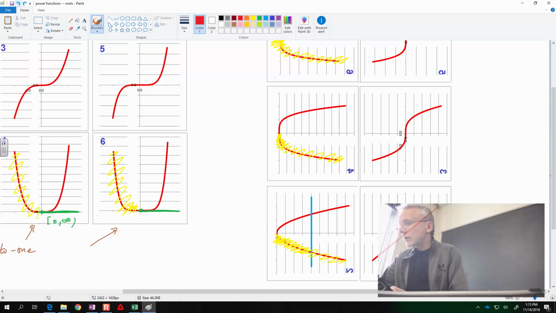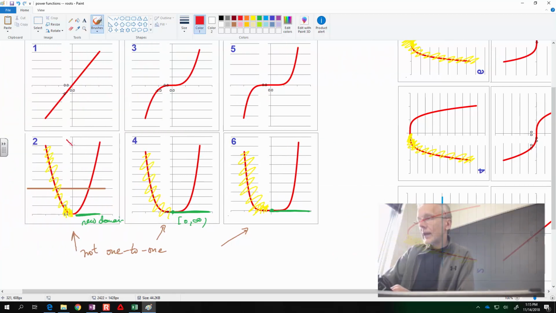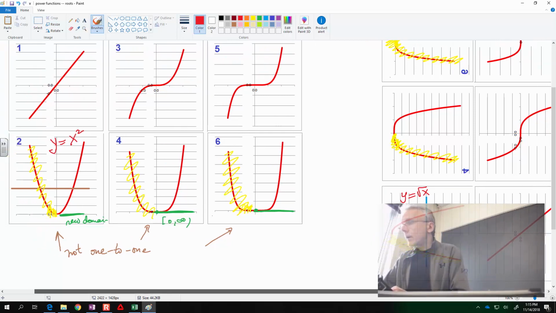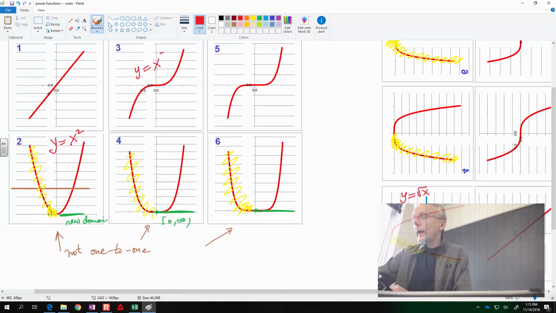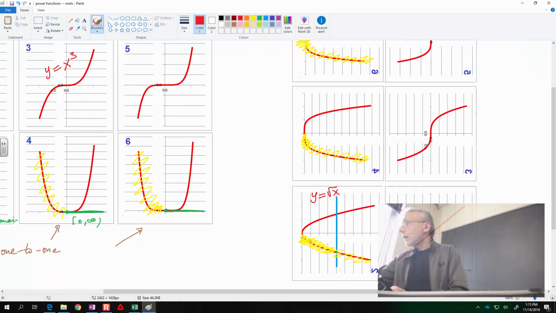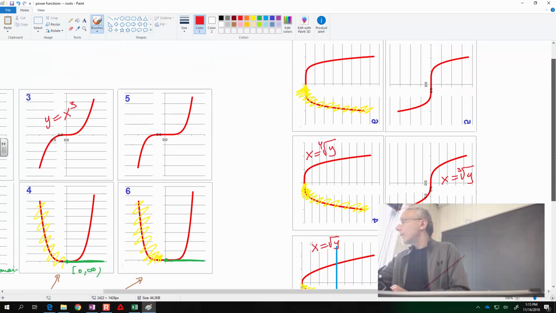Let me mark this. So if this is y equals x squared, then over here I have y equals square root of x. If over here I have y equals x cubed, then over there I have, I did it again. The x's and y's are appropriately written. So this is x equals square root of y, and this is x equals cubic root of y, and this is x equals fourth root of y, and so on, depending on the number.